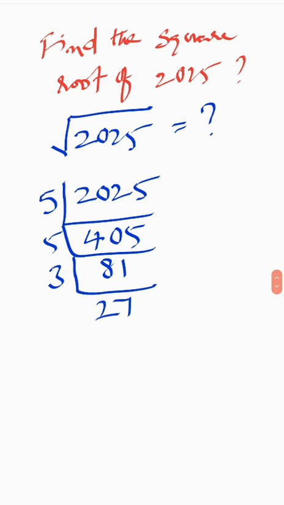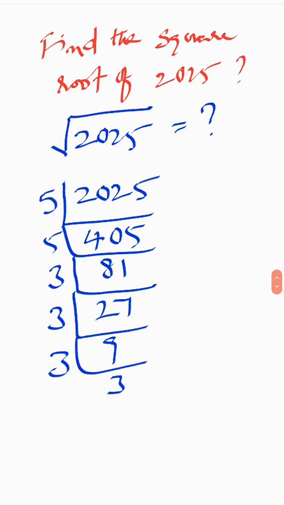21, and again 3 nines are 27, again 3 threes are 9. You see, finally we are getting a prime number. So prime factorization is over. These are all prime numbers. All divisors are prime numbers only. We have to select them.